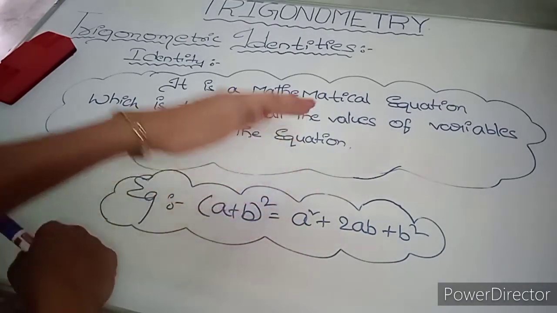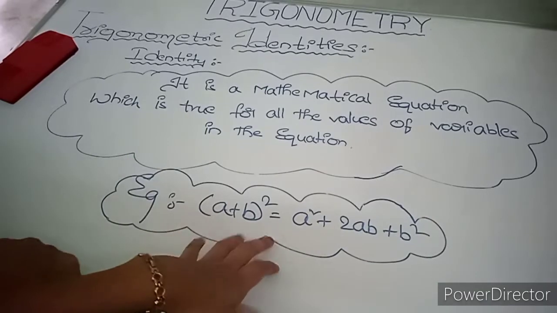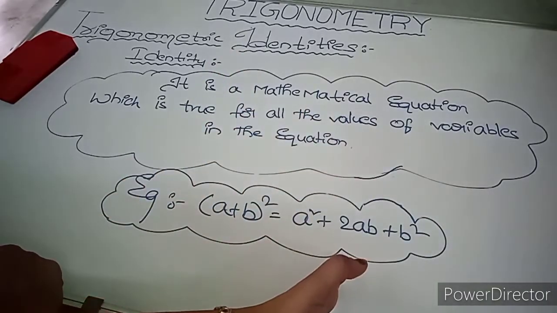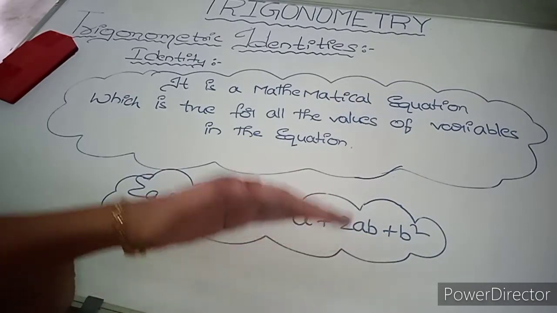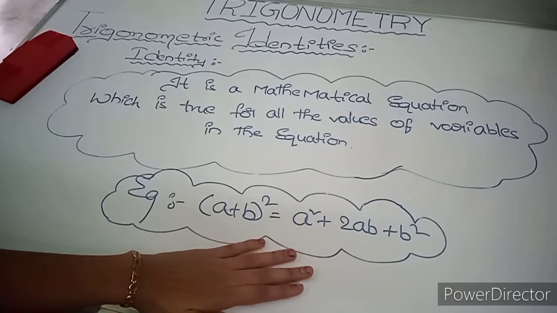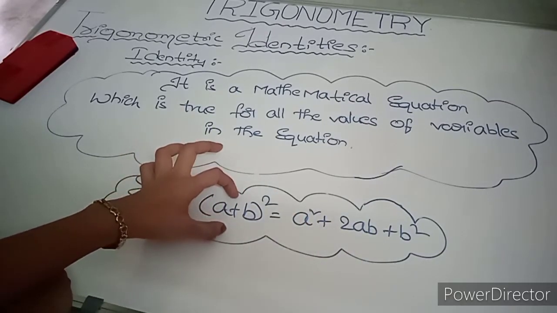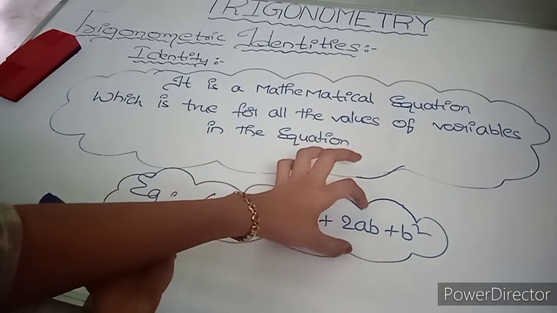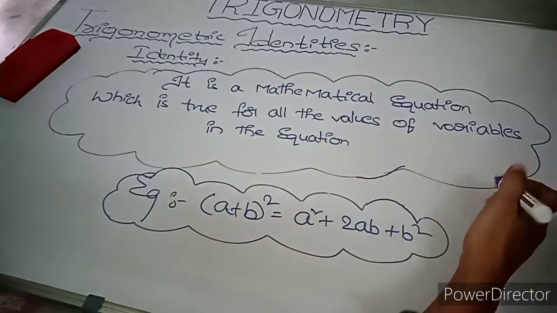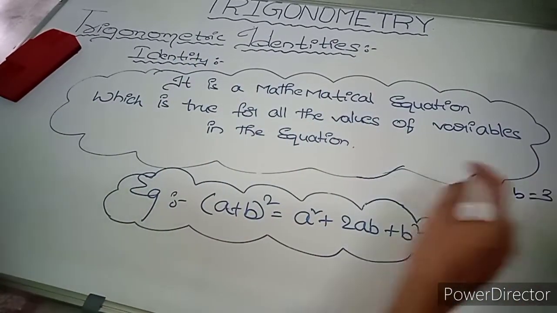What does the definition mean? If you substitute the values of a and b in this equation, and LHS is equal to RHS, then it is known as an identity. For example, given the equation a plus b whole square is equal to a square plus 2ab plus b square, suppose a is equal to 1 and b is equal to 3.